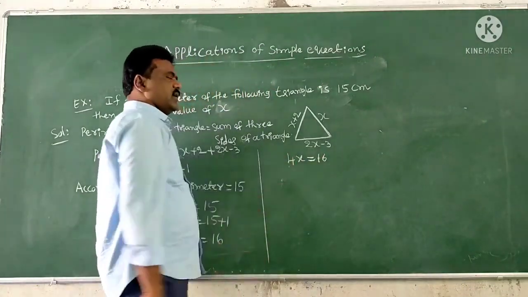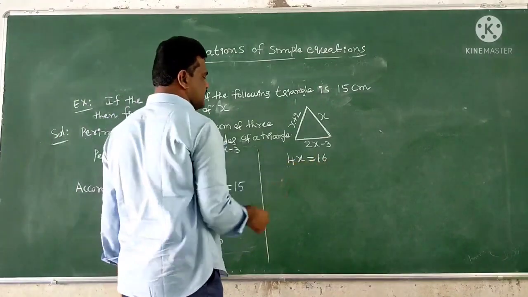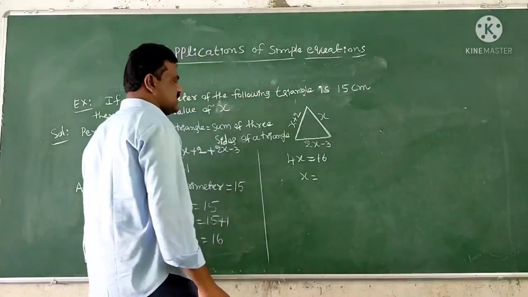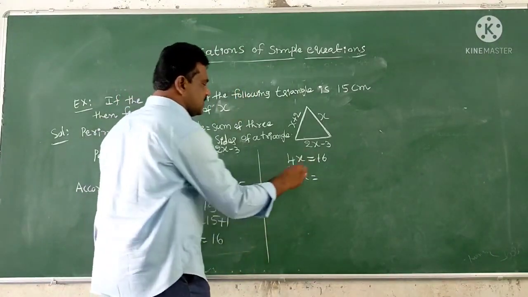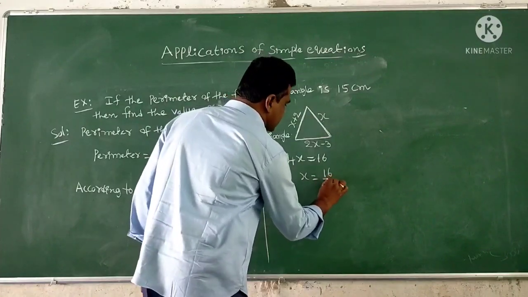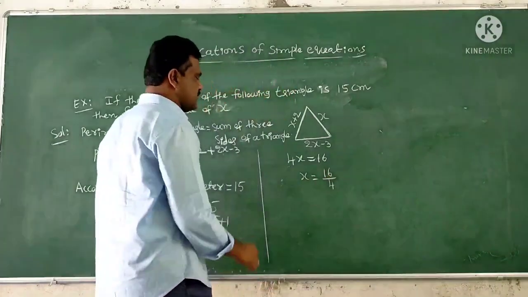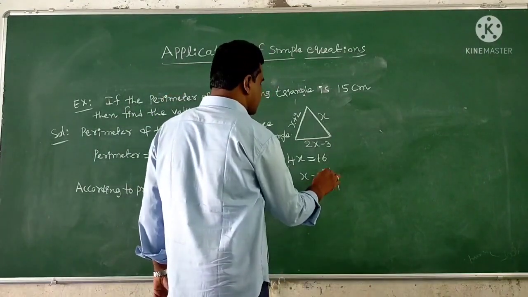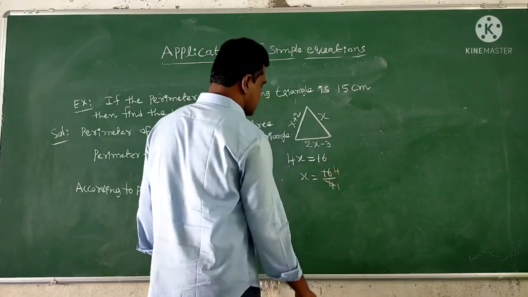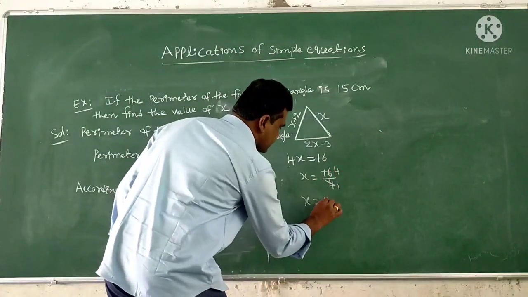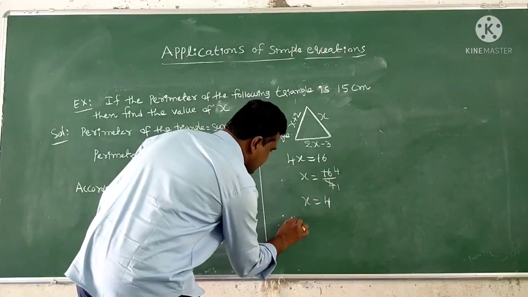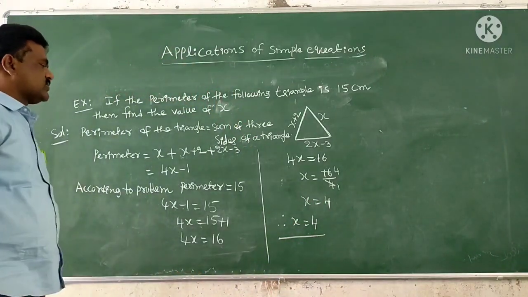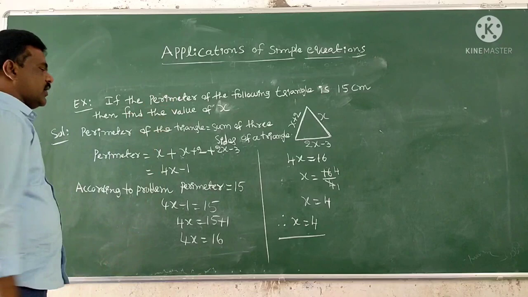Here 4 is multiplying. Transposing 4 to the RHS, it becomes divides. So x is equal to 16 by 4. 4 ones are 4, 4 fours are 16. Then x is equal to 4. Therefore, x is equal to 4. This is the x value of the given problem.